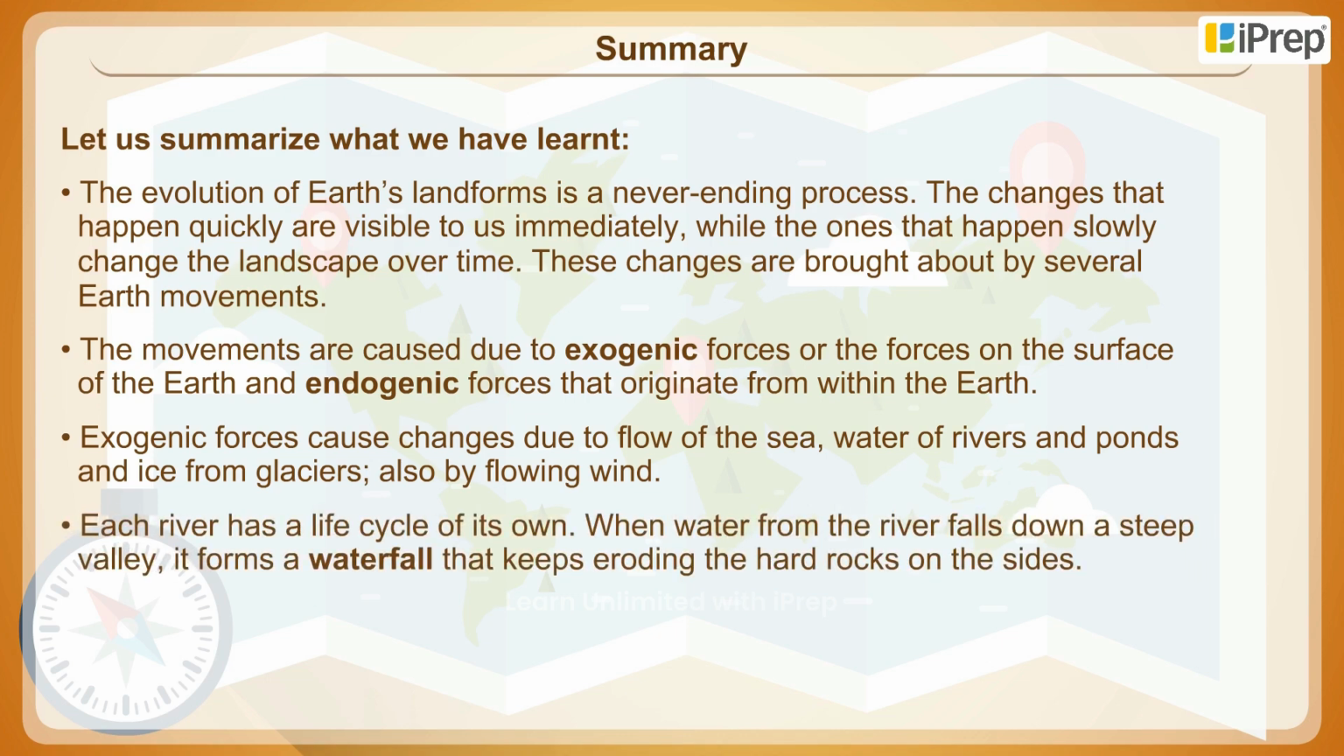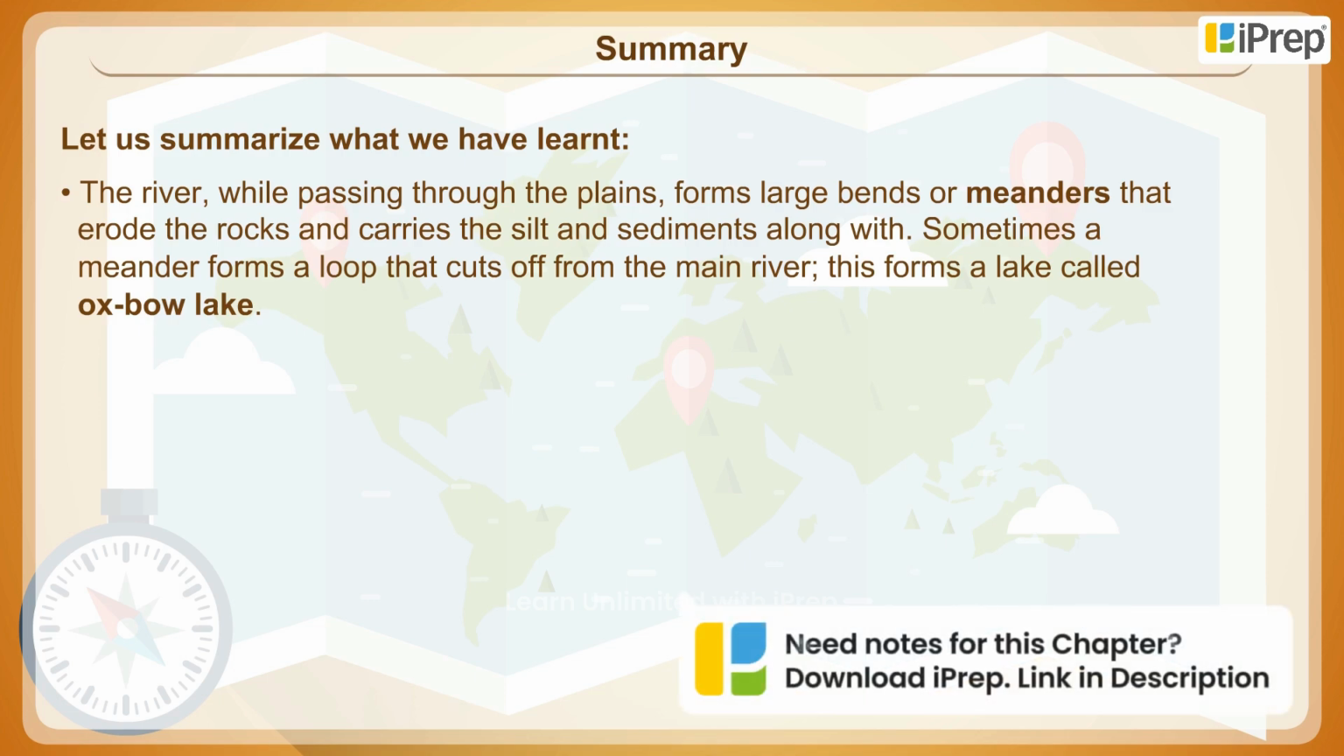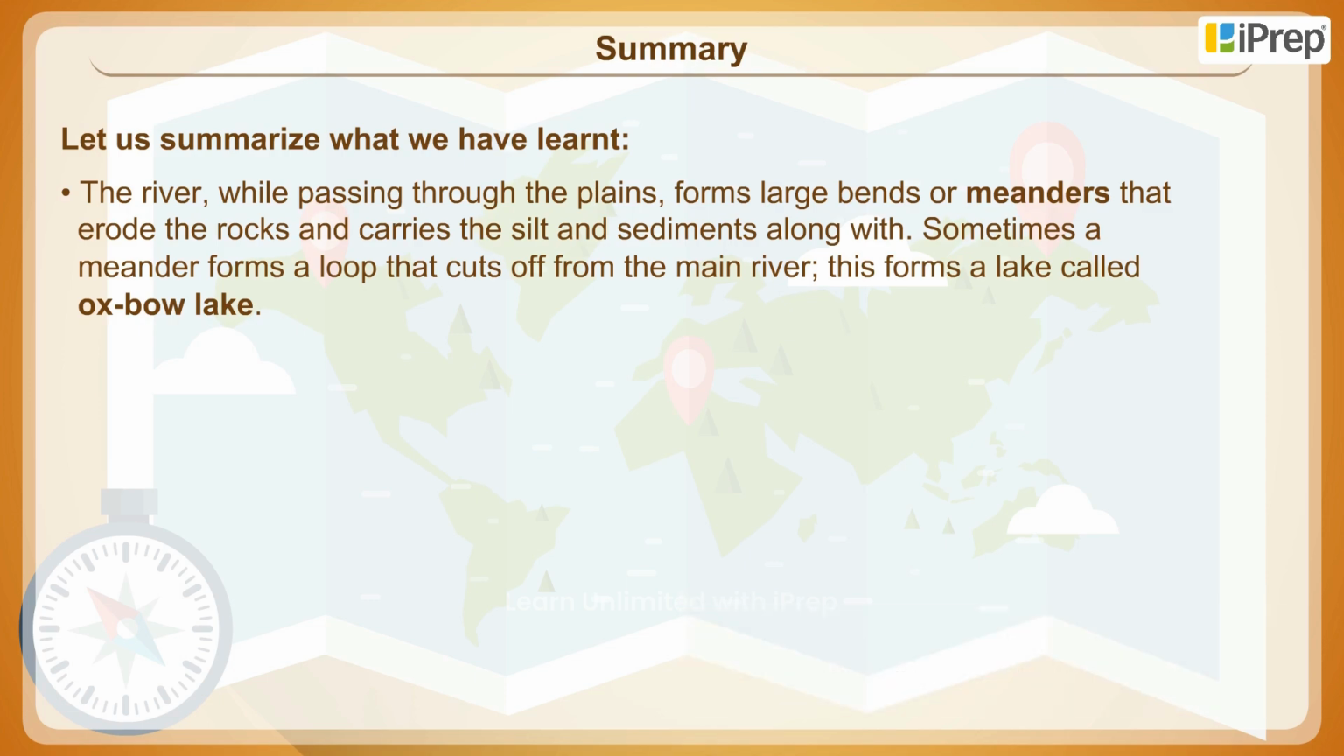When water from the river falls down a steep valley, it forms a waterfall that keeps eroding the hard rocks on the sides. The river, while passing through the plains, forms large bends or meanders that erode the rocks and carry the silt and sediments along. Sometimes a meander forms a loop that cuts off from the main river. This forms a lake called Oxbow Lake.